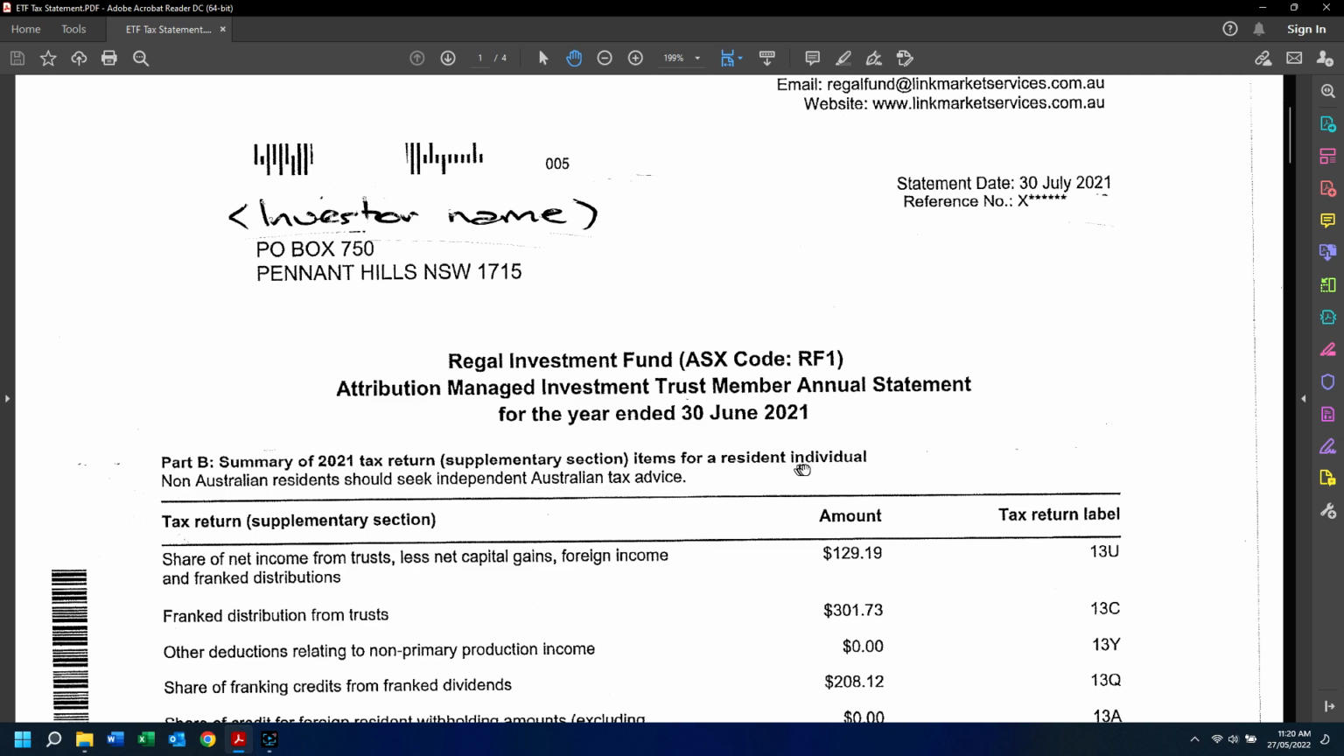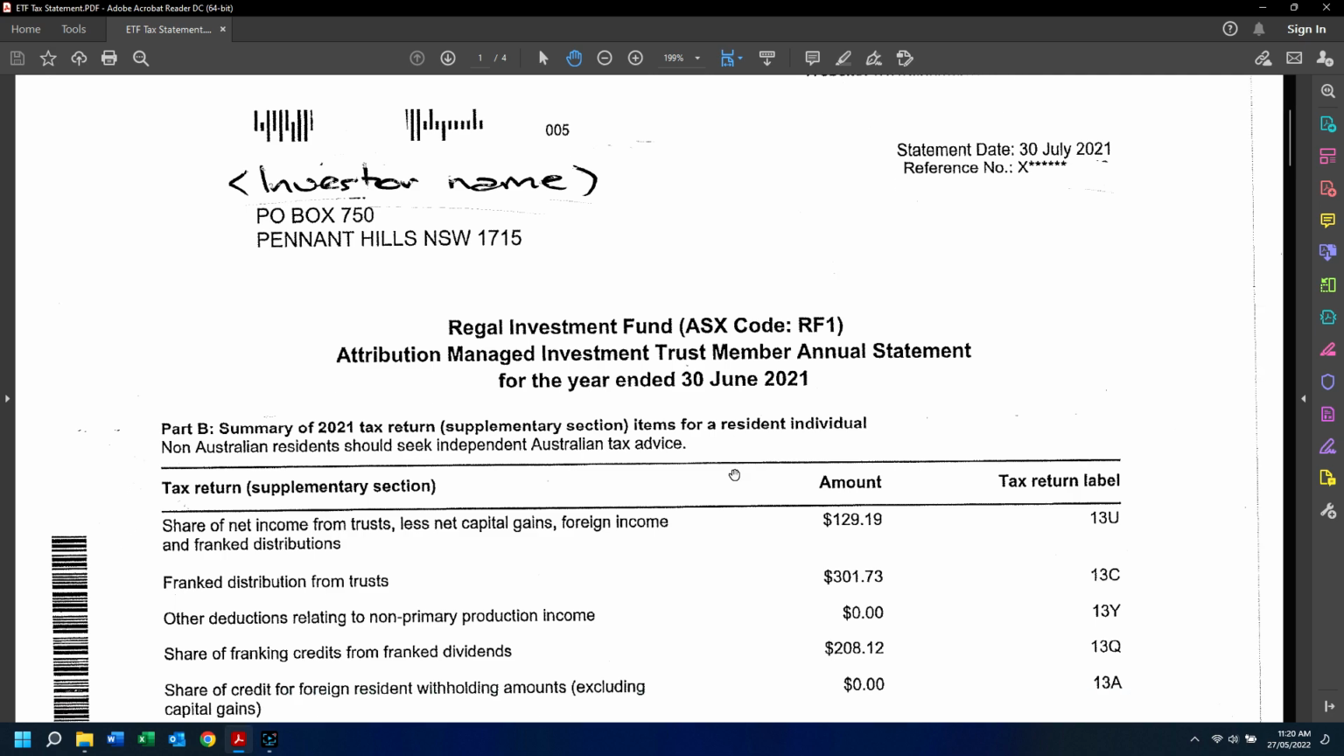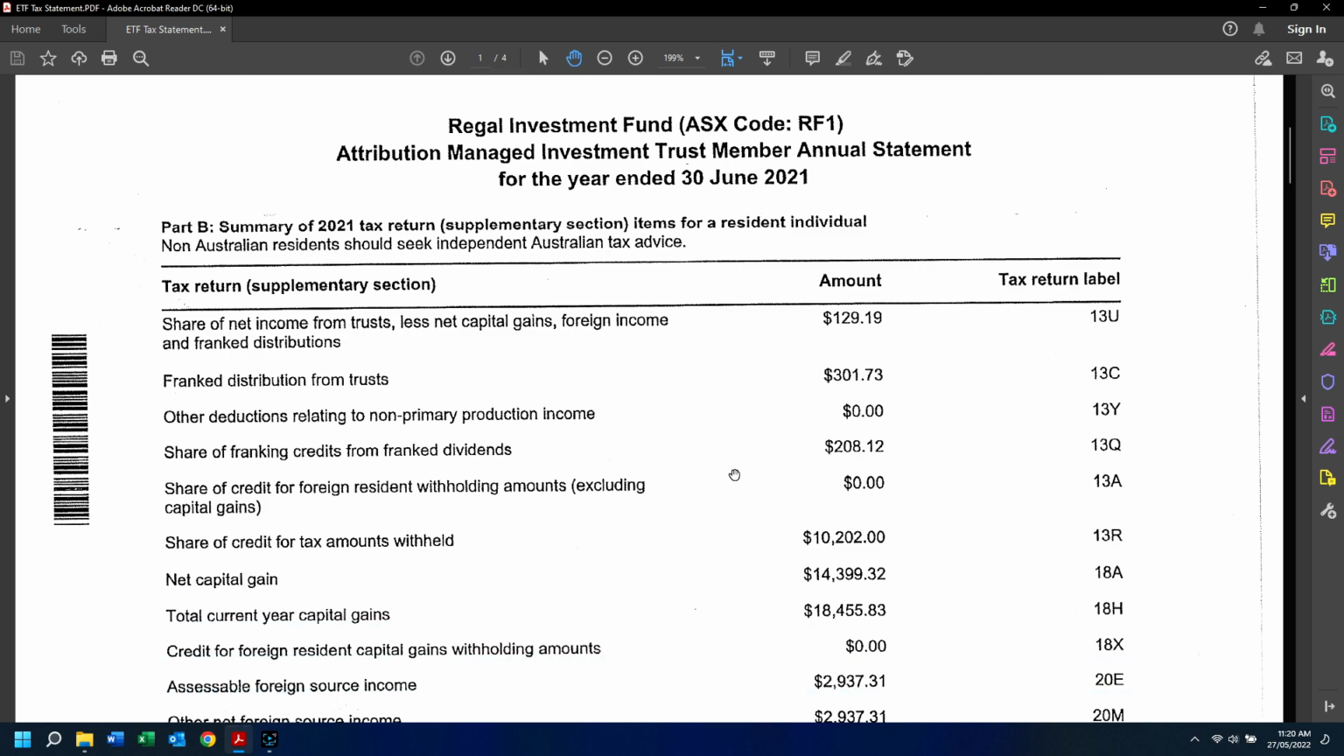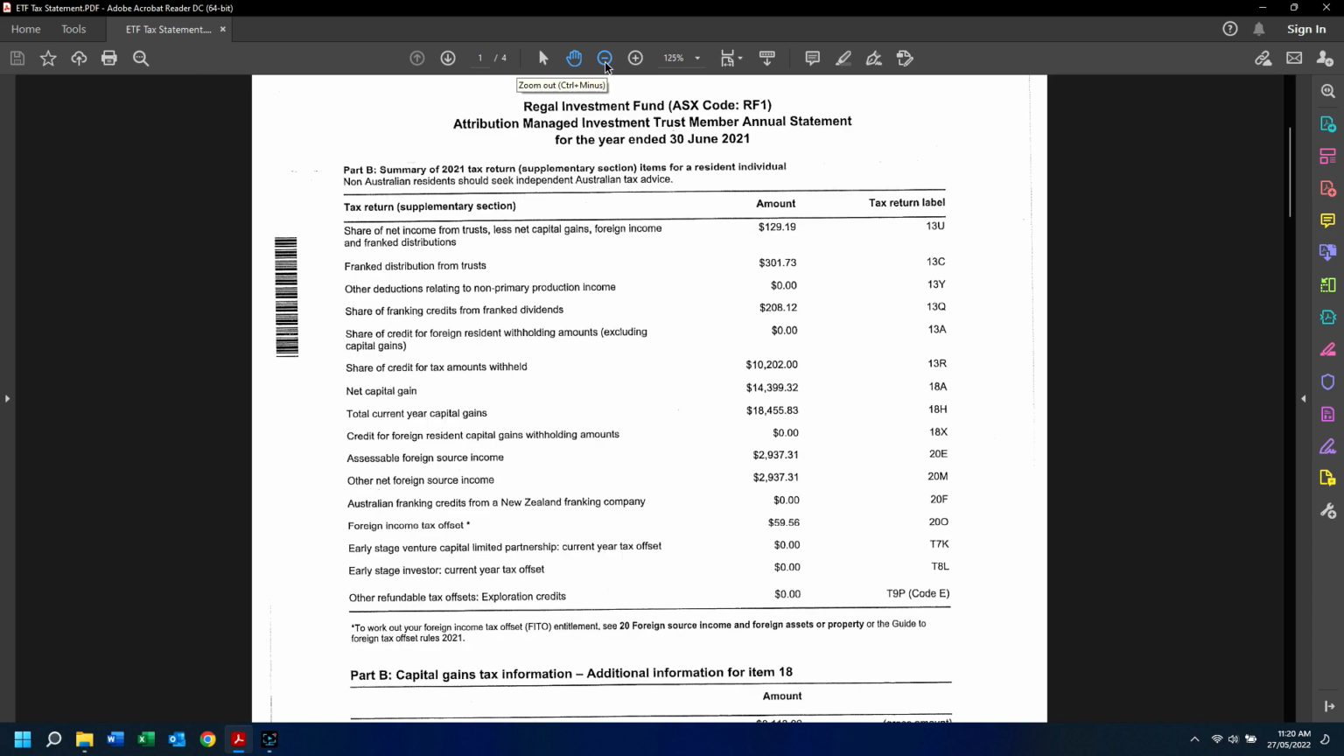And then on page 2 is a more detailed breakdown. This is the bit I prefer to use and look at, because it's dangerous to look at, for example, on page 1 it says put this number in box 13U, for example. But that assumes it's your only investment. If you've got multiple investments, you might have to enter it in a different way. So that's where I prefer page 2.